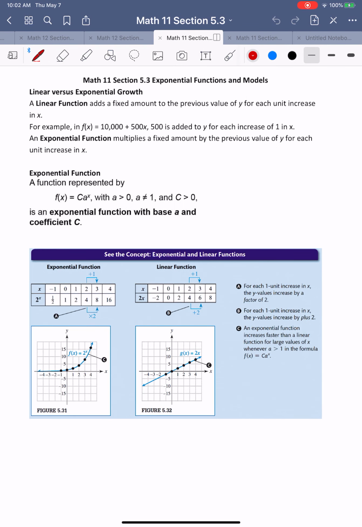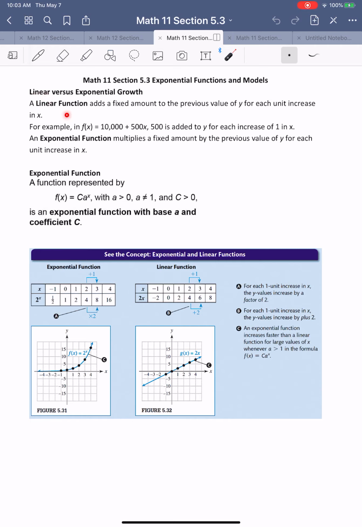Hello, this is section 5.3, exponential functions and models. Okay, so let's start from here. We talked about the linear, and now we're going to talk about exponential growth.